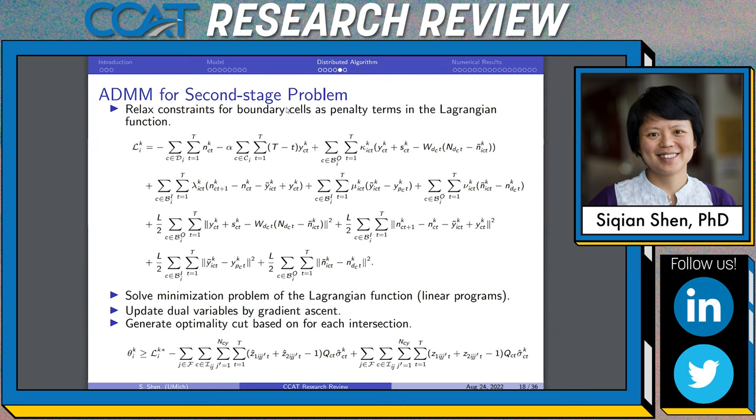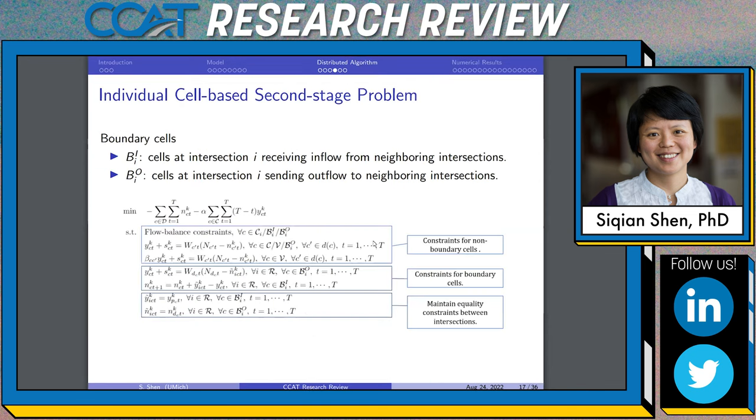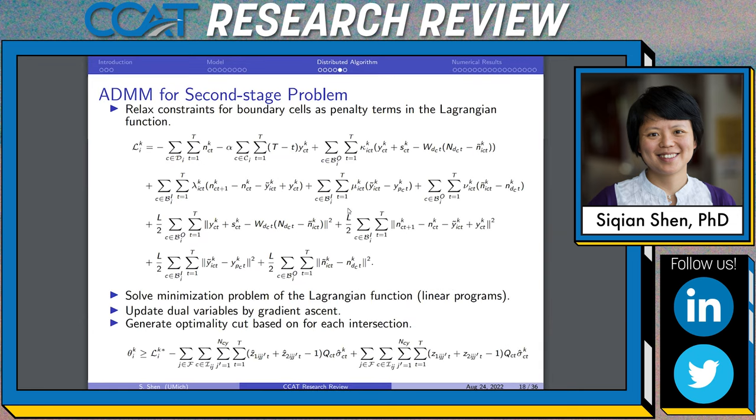I'm going to relax the constraints for the boundary cells as penalty terms, and add them as a Lagrangian function. So I'm going to look at the Lagrangian function in the second stage. If you see the detail here, it has two terms. One is your original second stage objective, the N and the Y. That's all you care about. But because you ignore the boundary cell constraints, you have to add them, multiplied by the dual variable, as penalty terms. So these are all penalty terms you add following the ADM way.